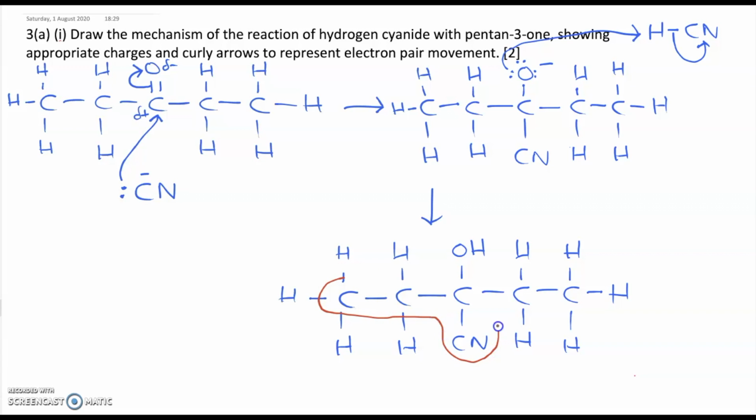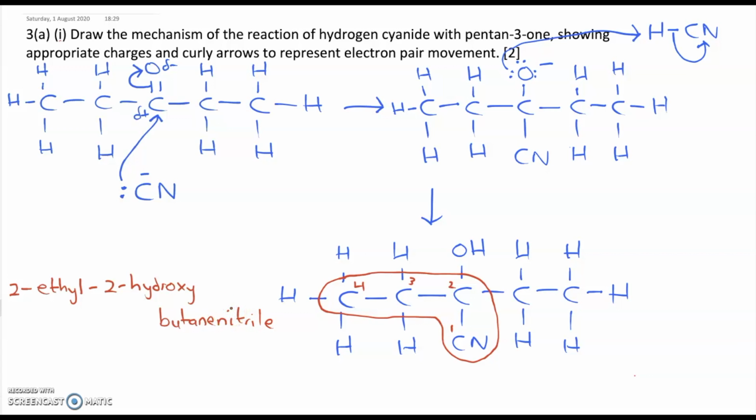So to name it, I'm going to find the longest chain that contains the CN, and this is 4 carbons long. So this is butanenitrile. I'm going to number the carbons, and if I number them, I have an OH group on carbon 2, and I have an ethyl group on carbon 2. So this is going to be called 2-ethyl-2-hydroxybutanenitrile, and that is my hydroxynitrile that's formed.